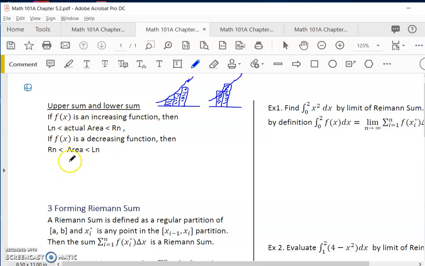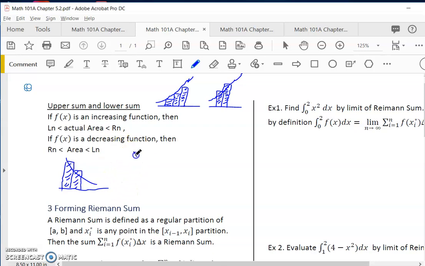Whereas for a decreasing function, it's the other way around, right? So if you have a decreasing function, and this is the left side, if you do the left endpoint, your rectangle is always over the real size of the area, right? Left endpoint, you see how it is always an overestimate. So your left endpoint is the upper bound, so we call this the upper sum.